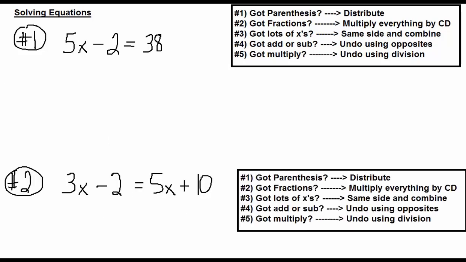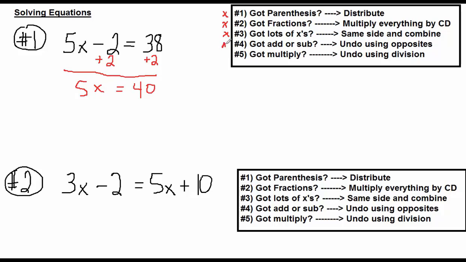Okay, let's see how you did. Question number 1, I'm going to run down the 5 gots. Do we got parentheses? No. Do we got fractions? No. Do we got lots of x's? No, there's just one x. Do I got addition or subtraction? I do. I've got a minus 2. So I'm going to undo that using the law of opposites, plus 2 to both sides. That gets me 5x equals 40.